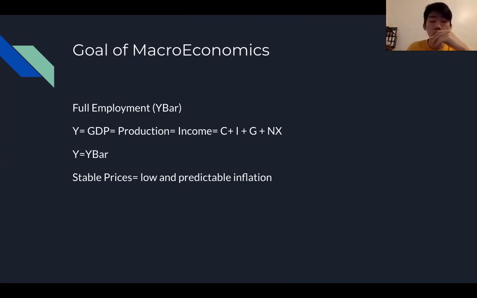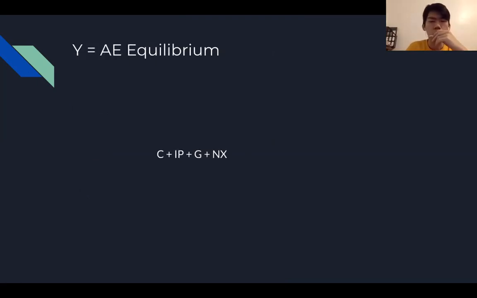And we're going to use this next part, which is aggregate expenditures, which you've been getting familiar with these past couple of days. And so aggregate expenditures is equal to C plus IP plus G plus NX, which is consumption, planned investment spending, government, and net exports. And so using these two components, we'll find some level of spending that's equal to full employment. So ignore that part for now. And so y equals AE equilibrium.